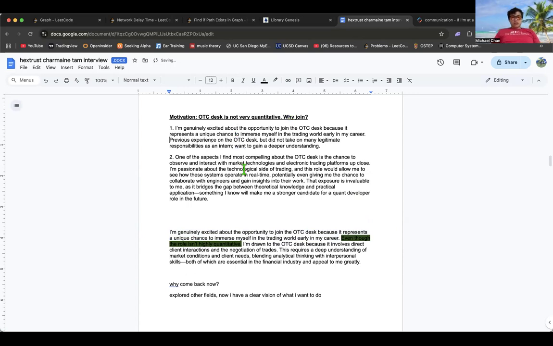Right, this is true. So I'm taking every opportunity as a learning opportunity, every situation as a learning opportunity. And being able to immerse myself in the trading world this early in my career, even as an intern already, was extremely valuable. And now I want to gain a deeper understanding of OTC, right? And then secondly, I also want to use this as an opportunity to learn more about the market's technologies, right?